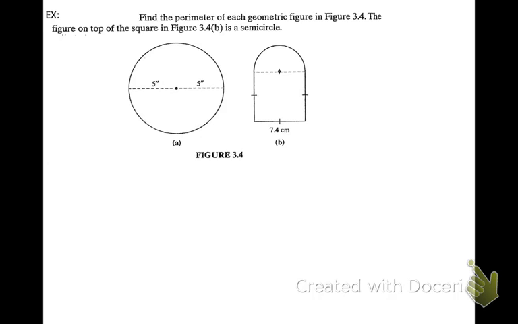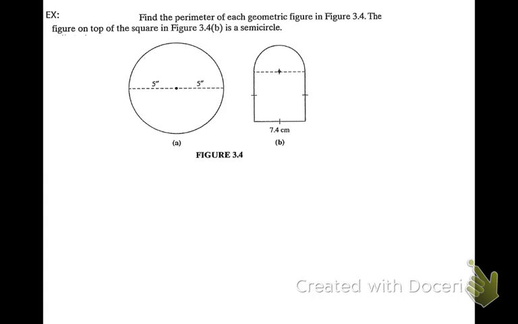Find a perimeter of each figure. The figure on the top of the square is a semicircle. So let's do the figure on the left. You're always going to write the general formula. How I grade these area problems, I give you a point for the general formula, then a point for plugging in the correct numbers, then a point for getting the correct answers. So there's 3 steps to it.